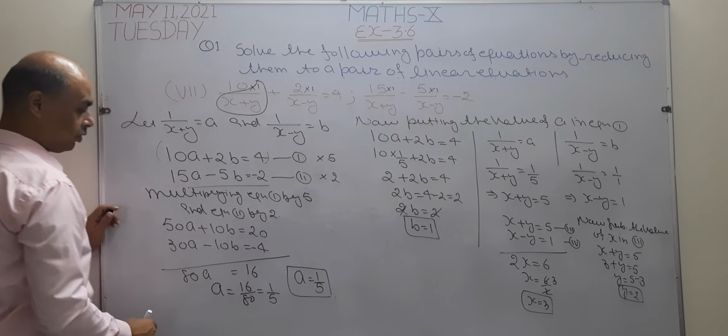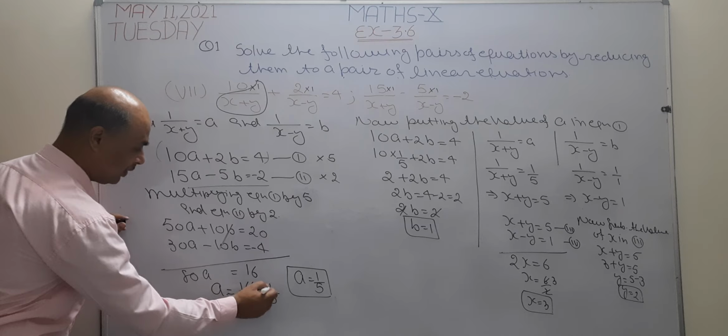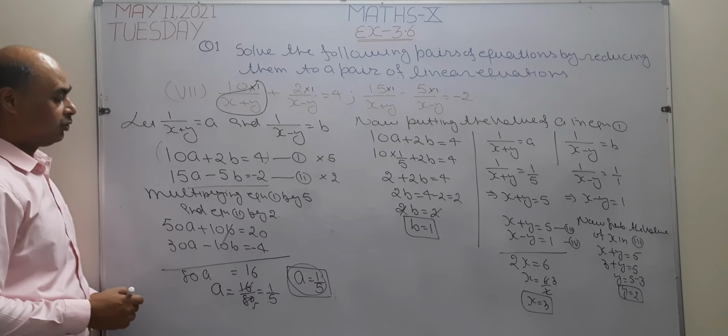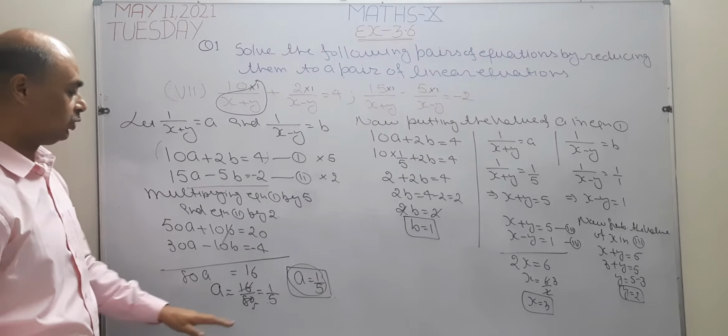The value of a becomes 16 by 80. 16 ones are 16, 16 5s are 80. The value of a becomes 1 by 5. Now what is the next step? We have to substitute this value in equation number 1. So right here, now putting the value of a in equation number 1.